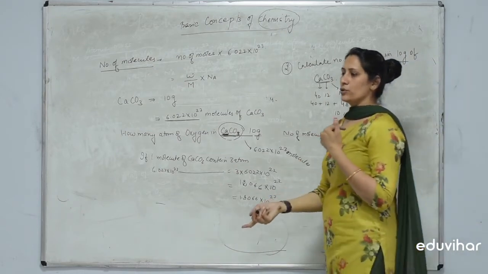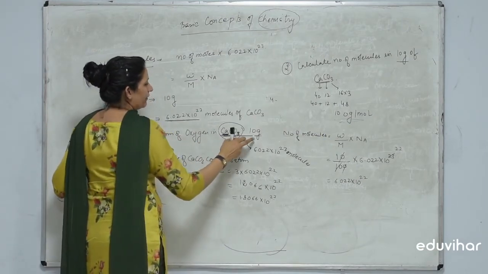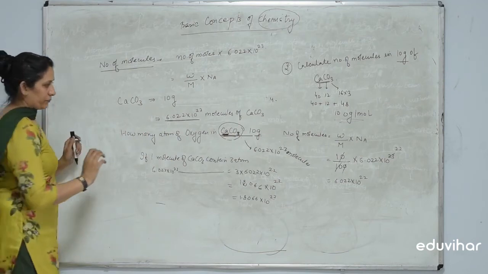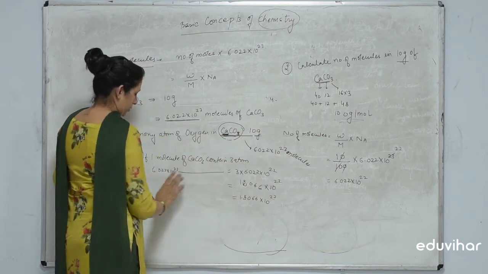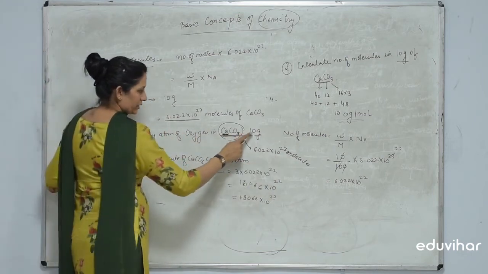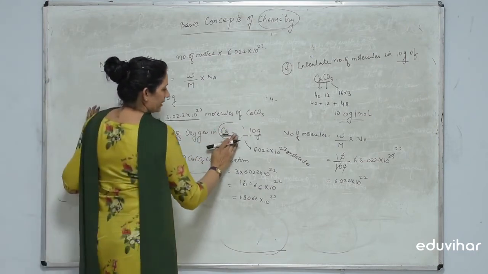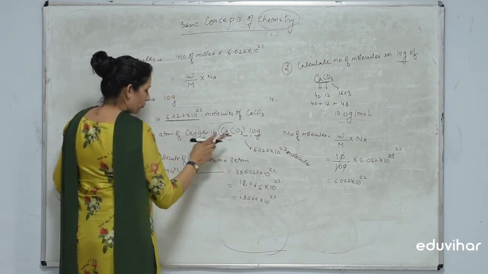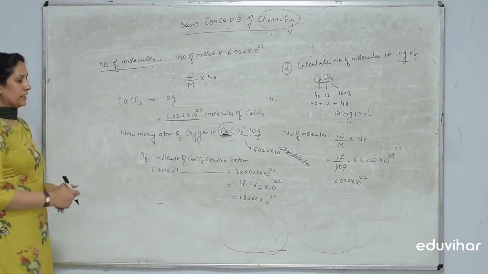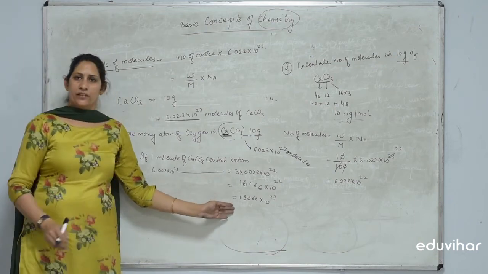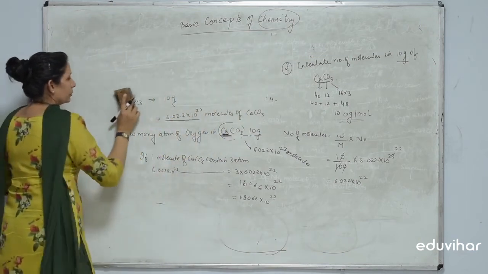I ask another question to you: how many atoms of oxygen are in calcium carbonate having a mass of 10 gram? If 10 gram contains 6.022 into 10 to the power 22 molecules, you get the point? In 10 gram, how many atoms of oxygen are present? So one molecule contains 3 atoms, so that many molecules contain this much. I think this is clear. I am giving one more example for this.